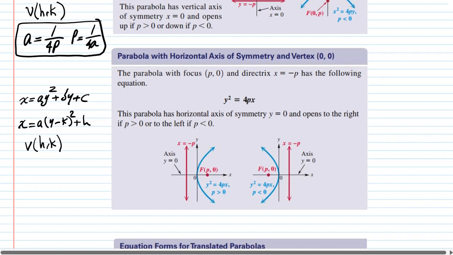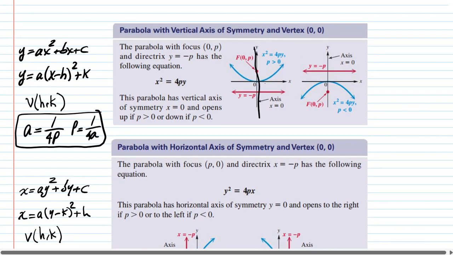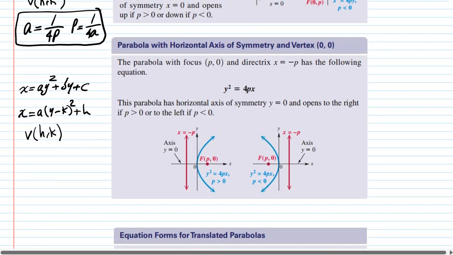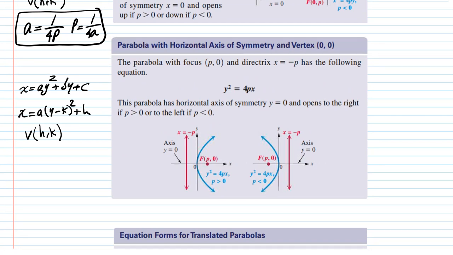Now, horizontal axis of symmetry. Remember, the axis of symmetry here is vertical for both of these. Now we're going to look at the horizontal axis of symmetry. Right here, that would be the axis of symmetry. Both of them are horizontal.